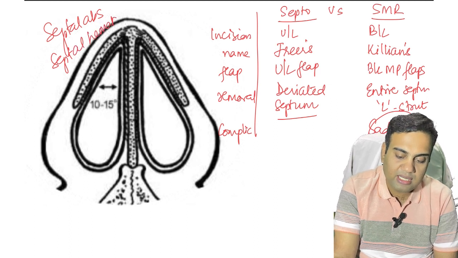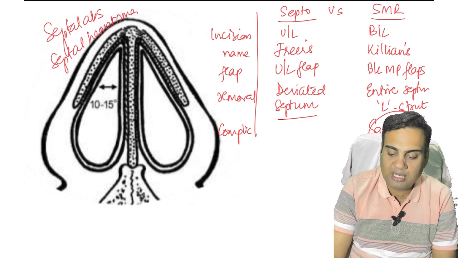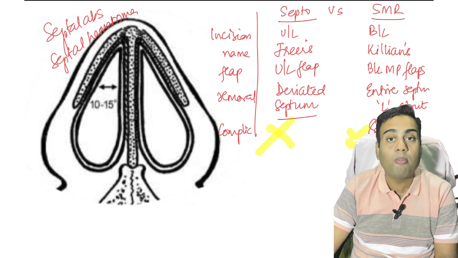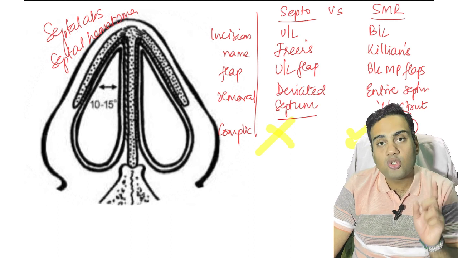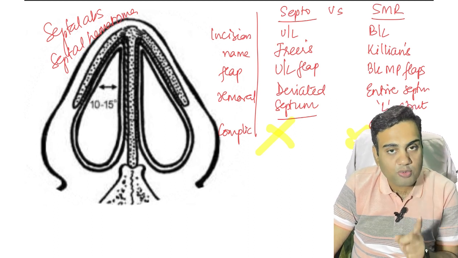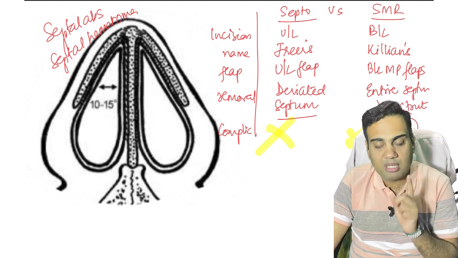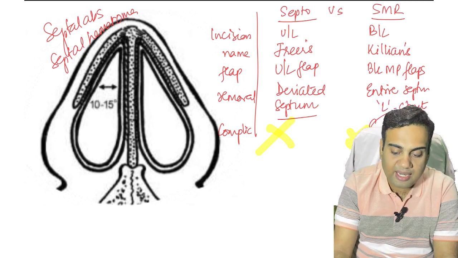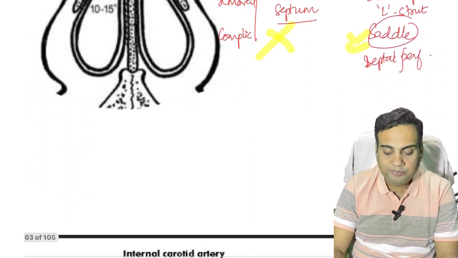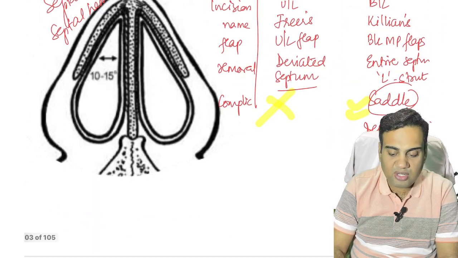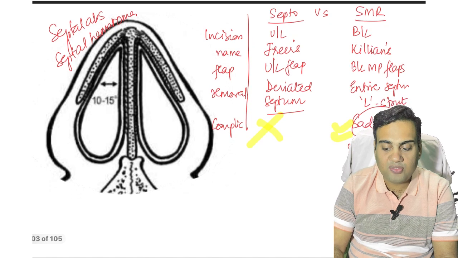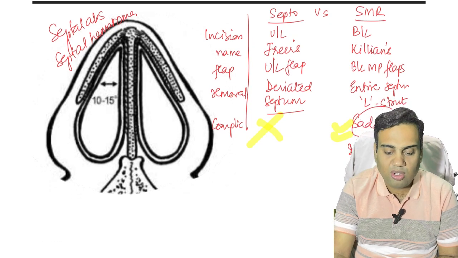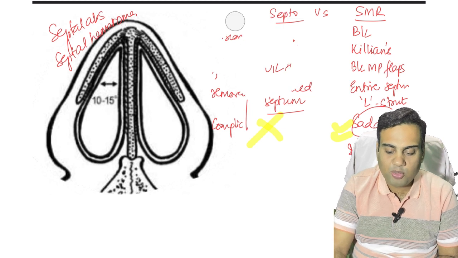All right, so these are the common complications, but these complications are common with SMR. These complications do not occur commonly with septoplasty. So these are the differences between septoplasty and SMR. Remember that. All right. Now, once we have understood the technique of septoplasty and SMR, let us go into a little bit into the detail of the complications of septoplasty and SMR.